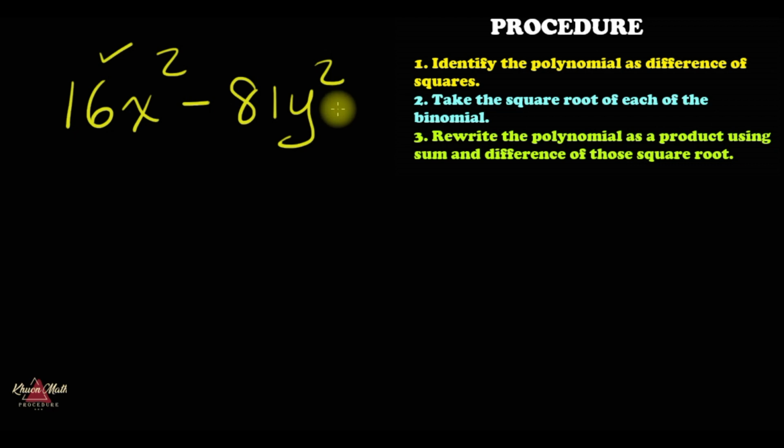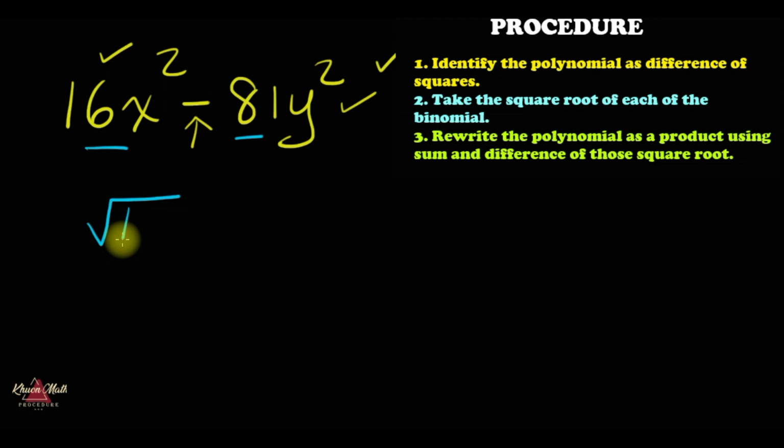What about 81y squared? Is that a perfect square? Well, yes it is, because 9y times 9y is 81y squared. So that's also a perfect square. And we have a difference. So therefore, we have a difference of two squares. So step 1 is to check it. Now step 2 is to take the square root of each of these terms. So we have to take the square root of 16x squared, and then the square root of 81y squared. So let's go ahead and do that.